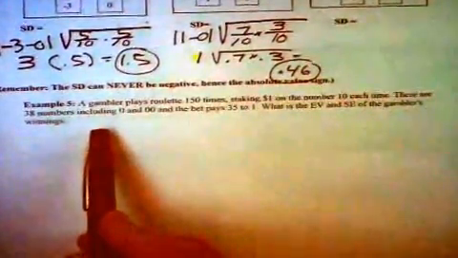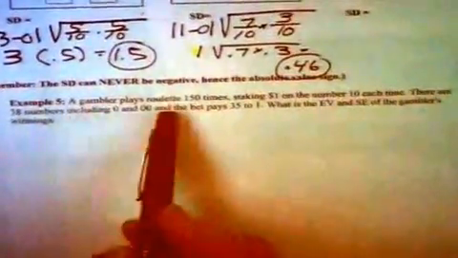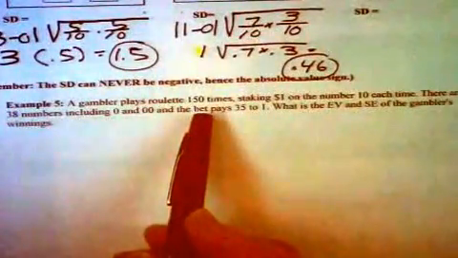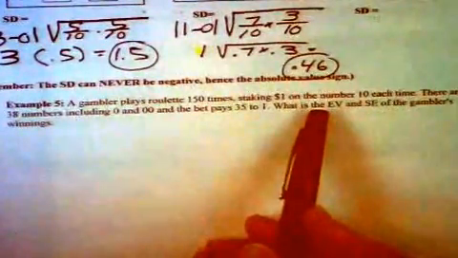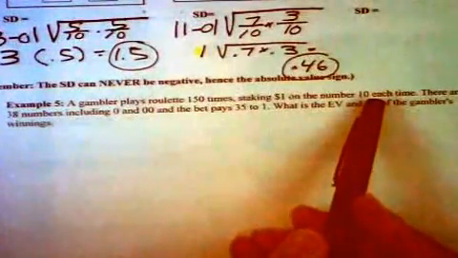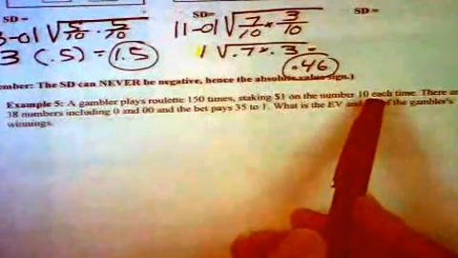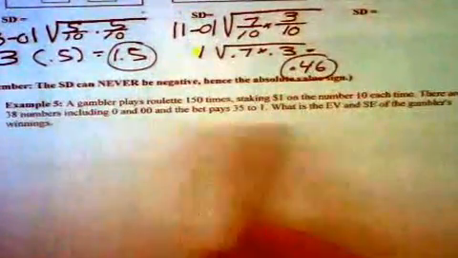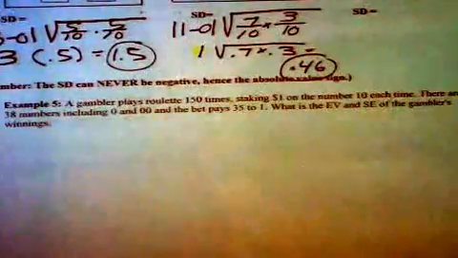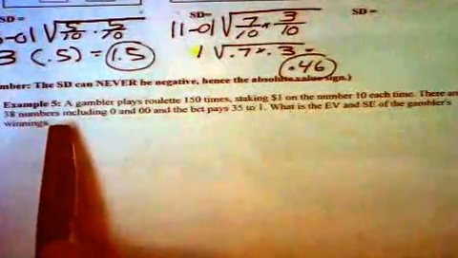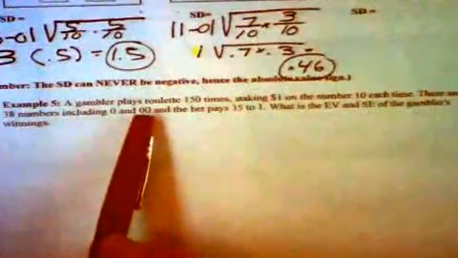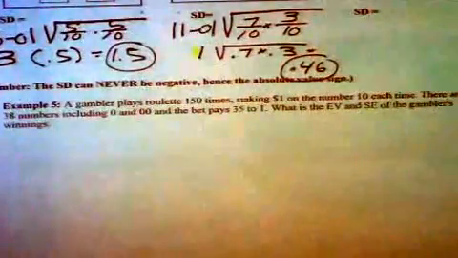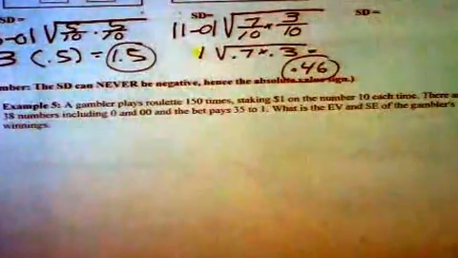Now, let's look at this example here. A gambler plays roulette 150 times, staking $1 on the number 10 each time. I hope you remember there were 38 numbers: 0, 00, and then 1 through 36. So there were 38 slots on the roulette wheel.